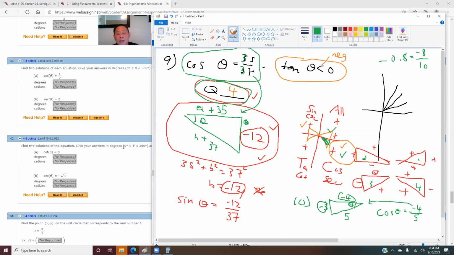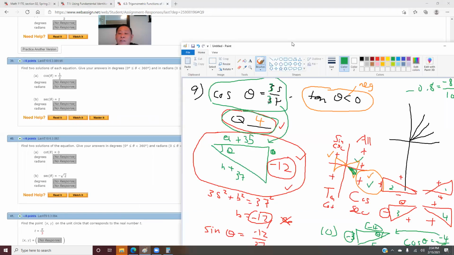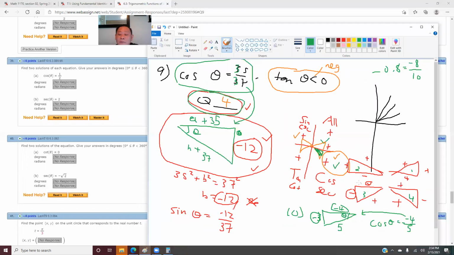So again, last time was from 0 to 90 degrees. This time is 0 to 360. So how many answers do you have if the question is given as 0 to 360 or 0 to 2 pi? How many answers will you have for this case? 3. For degrees. If you remember the picture I showed you, the All Students Take Calculus. If I want positive for sine, you can only have 2 answers.